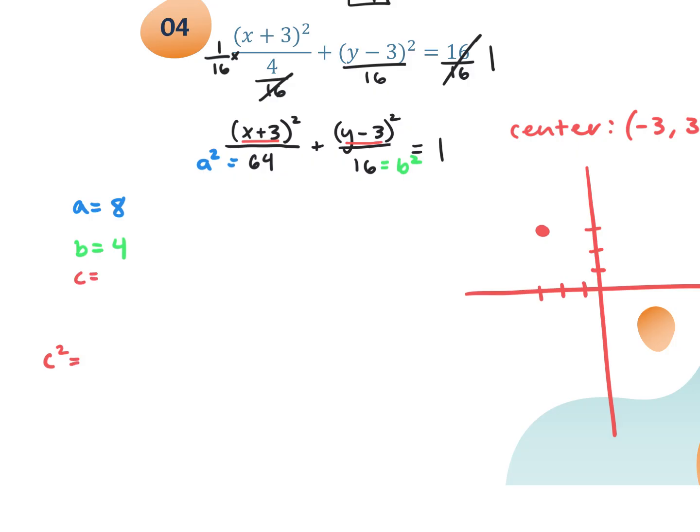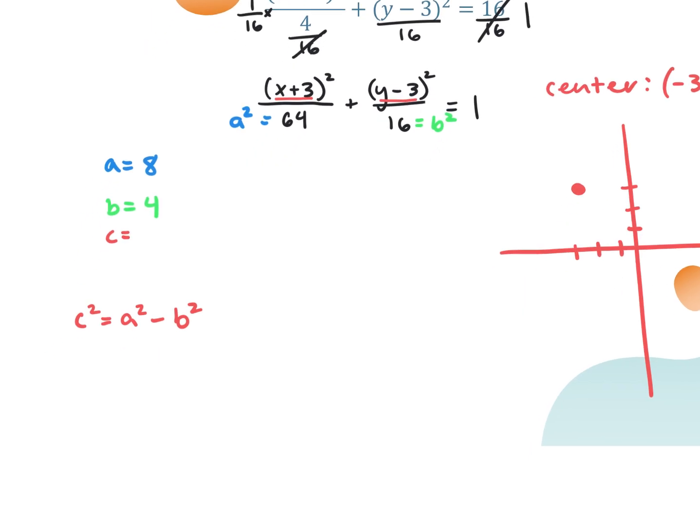Not Pythagorean theorem. It's a little bit different. C squared equals a squared minus b squared. So remember, a is always going to be the bigger one. So it's the bigger one minus the smaller. If you end up with a negative number here, you did something wrong. So you're never going to be taking the square root of a negative because that's imaginary. We don't have imaginary numbers here. So it's always a squared minus b squared for ellipses.